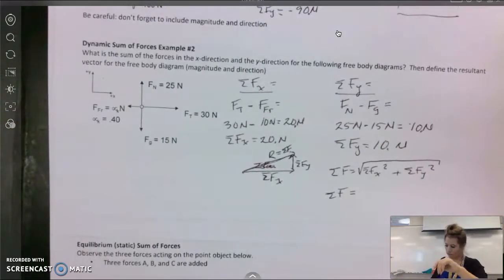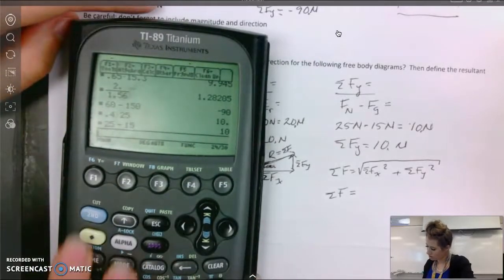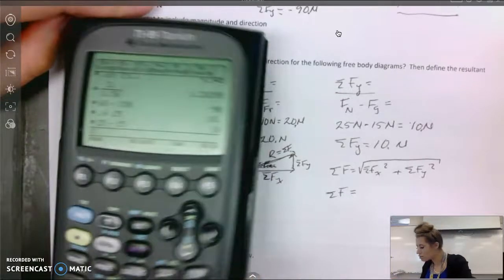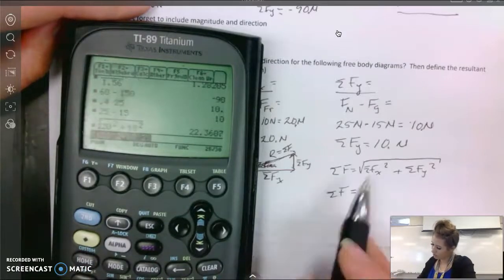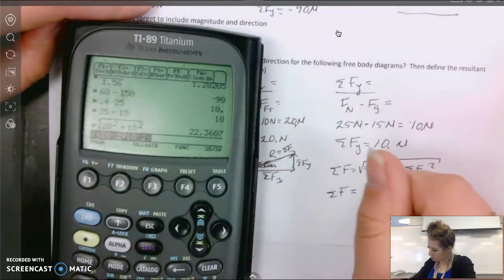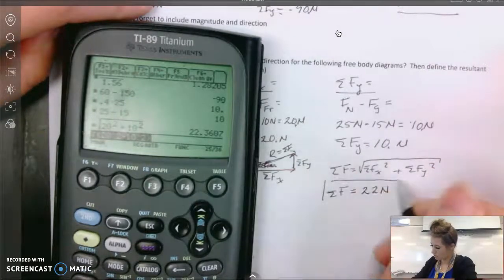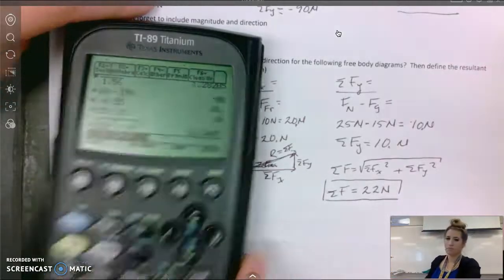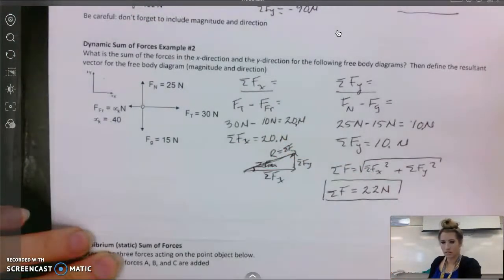So I'm going to plug that in. So the square root, sum of the forces in the x, well that was 20 newtons, plus sum of the forces in the y, that was 10. Okay, looks like we're dealing mostly with 2 sig figs, so that'd be 22 newtons. Okay, good. We know the magnitude, but not the direction. We need to figure out what this angle is there.